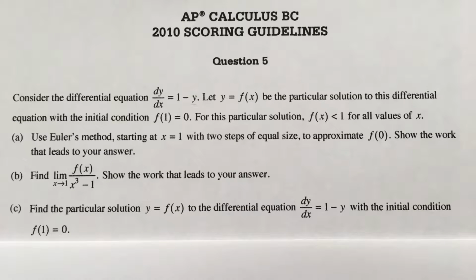Hello and welcome. Today we are going to be solving the fifth question of the 2010 Calculus BC FRQ. This question asks us to consider the differential equation dy/dx equals 1 minus y. Then let y equal f of x be the particular solution to this differential equation with the initial condition f of 1 equals 0. For this particular solution, f of x is less than 1 for all values of x. Let's get started with part A.